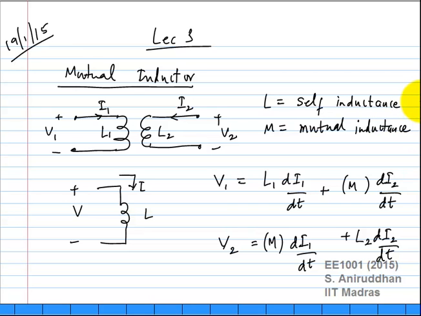Okay, and as you can see, I have used the same variable M. You can show that if you have a set of coupled inductors, the mutual coupling between L1 and L2 will be the same as the mutual coupling between L2 and L1. That can be easily shown. This kind of property is called reciprocity.